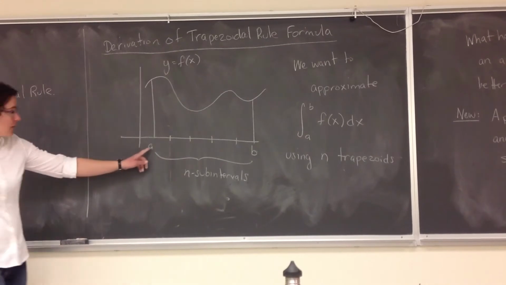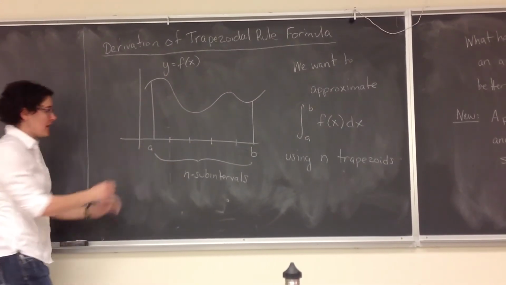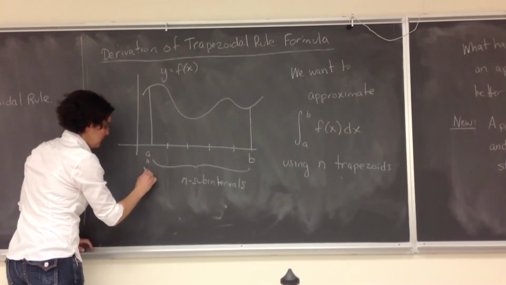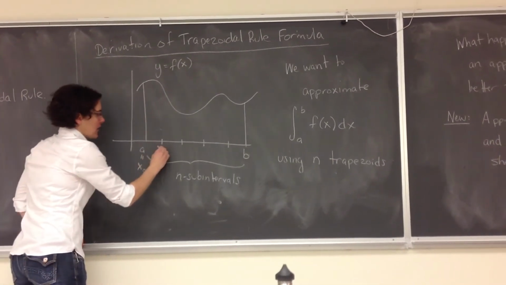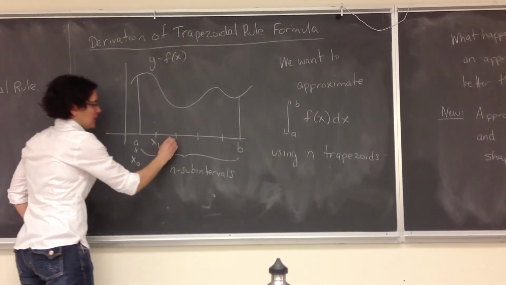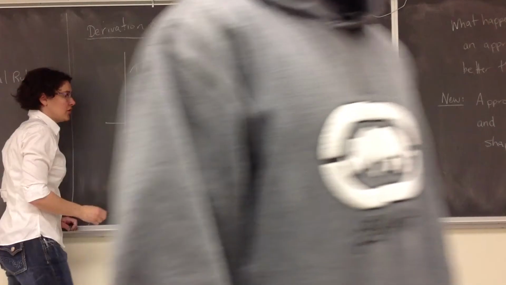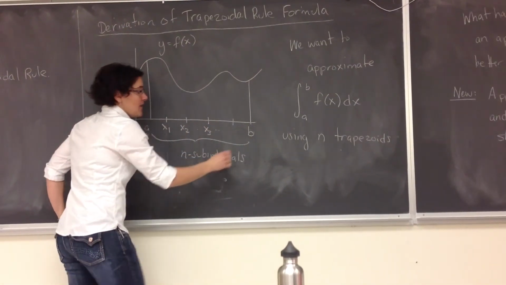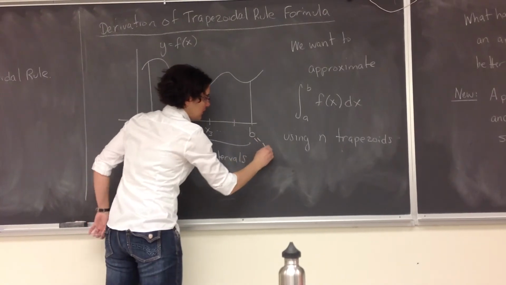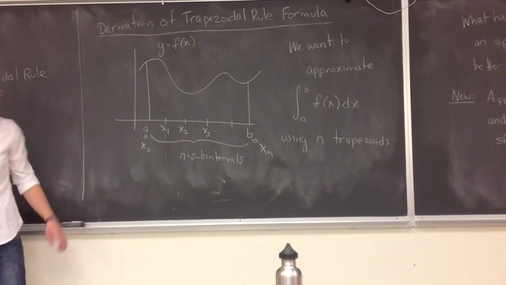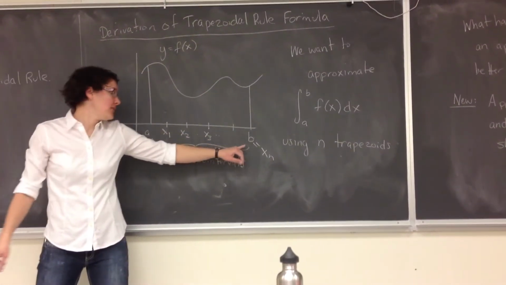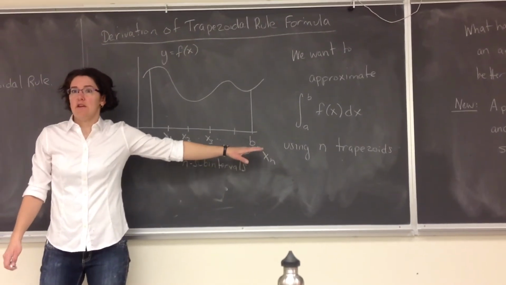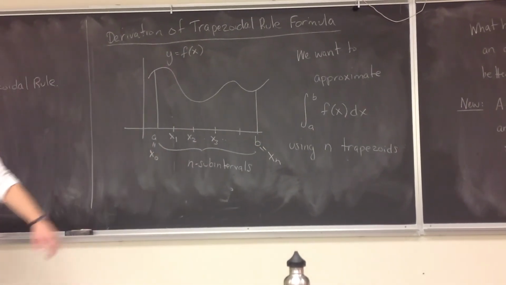And our left-hand side over here, the a value, we call that x0. And then the next mark over will be x1. The next mark over will be x2. And then we'll go x3 and then dot, dot, dot. And the very last one will be xn. Now in this specific example, our n value happens to be equal to 5, but in general it will be the nth marking.